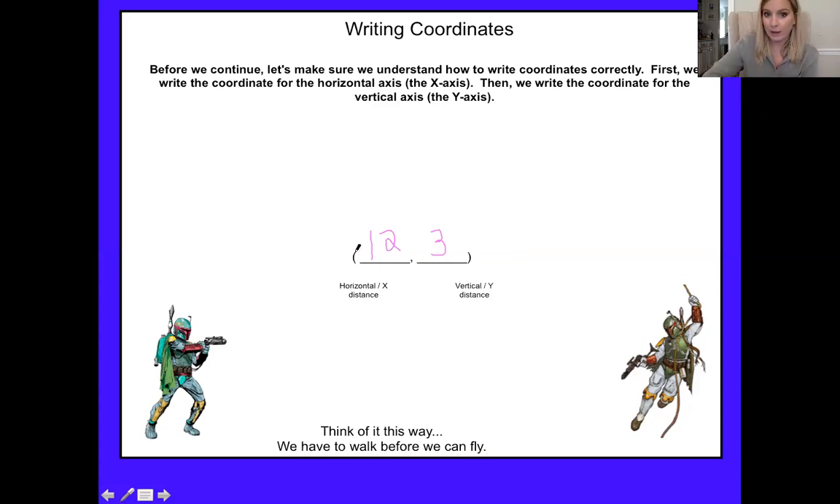Notice how the format of the ordered pair is. This coordinate, 12, 3, has a parenthesis, number, comma, number, parenthesis. That is the correct way to write coordinates.